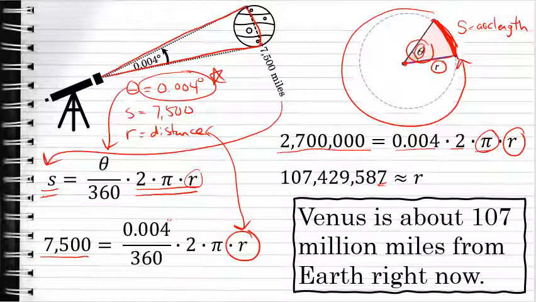If the apparent size of Venus right now is approximately 0.004 degrees, then, based on the math that we just did, we could say that Venus is currently about 107 million miles away from planet Earth.